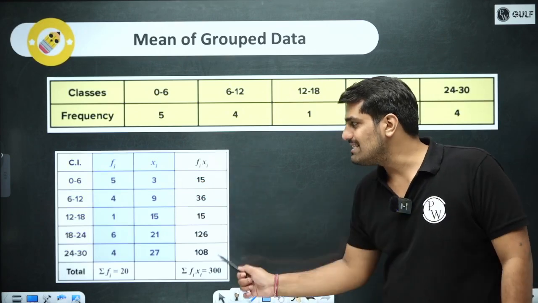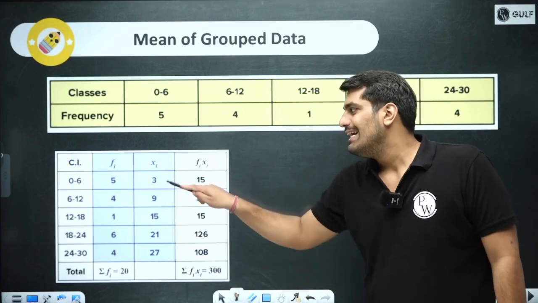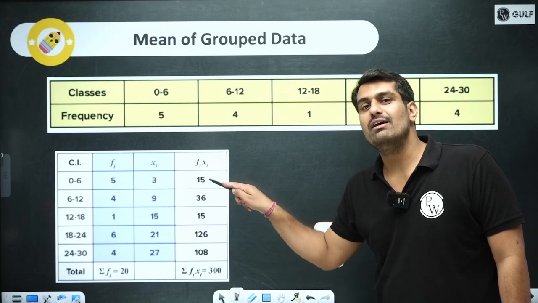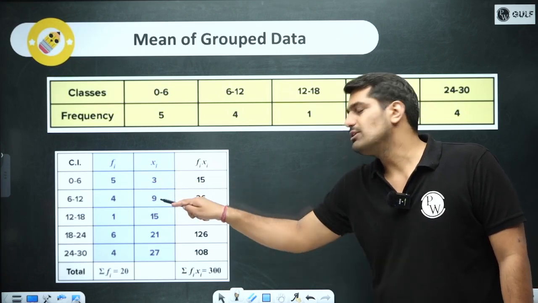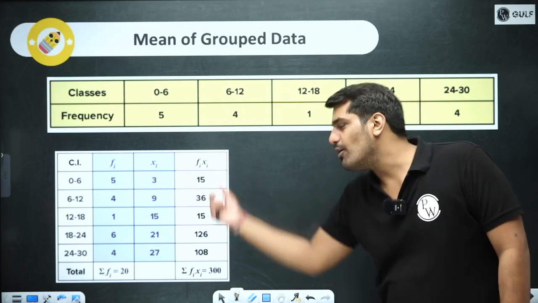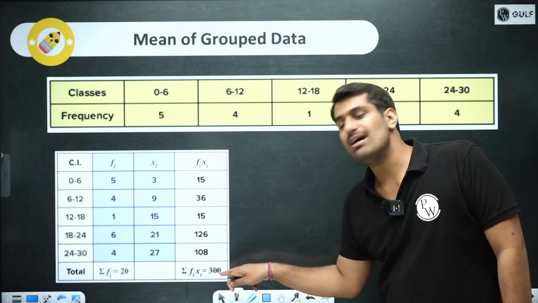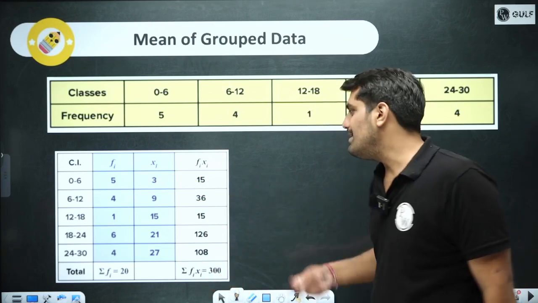Once you have come up with this, what I told: 5 people, each scoring 3. So 5 into 3, their total is 15. 4 people scoring 9, so 36 is their total. Add all their totals. Total is coming out to be 300. So total value, mean is what?